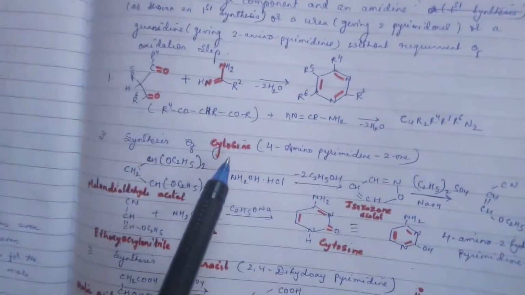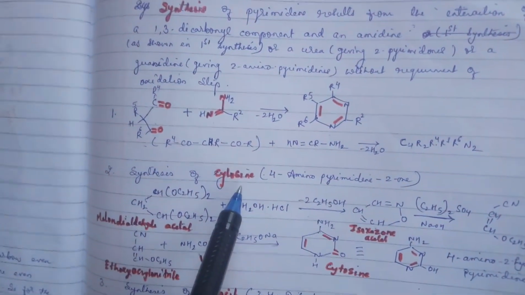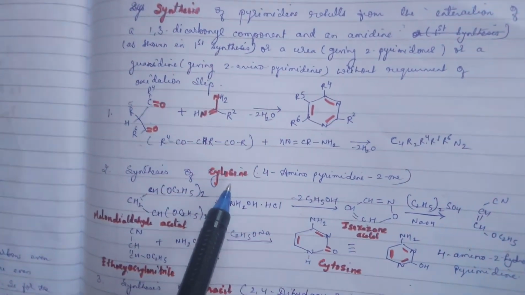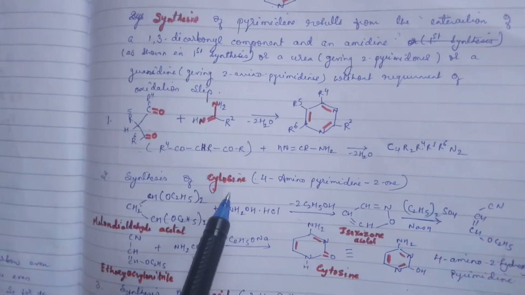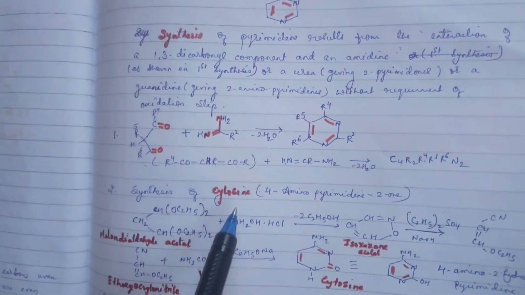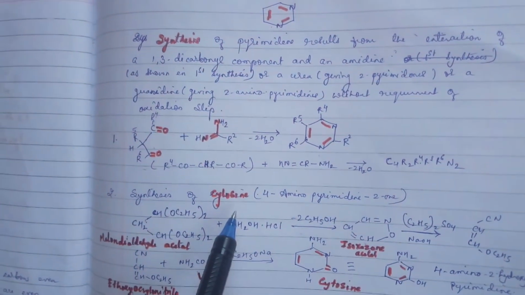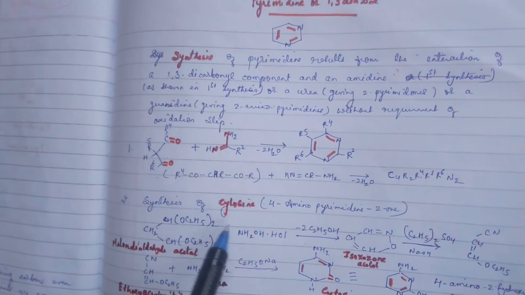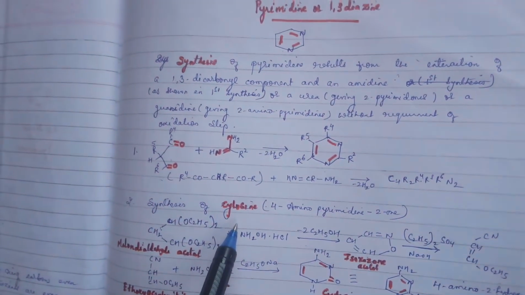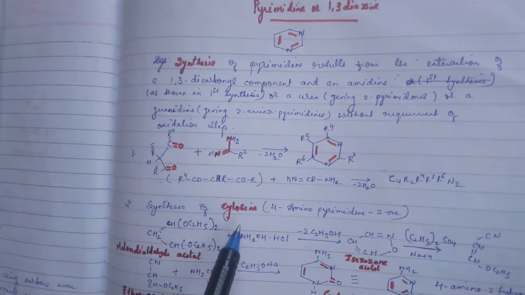Now for the specific synthesis of cytosine, which also has a 1,3-diazine ring. You know that cytosine, uracil and thymine, all these 3 nitrogenous bases present in nucleic acids, DNA as well as RNA, have a pyrimidine ring. So this is one of them, cytosine, whose synthesis we are going to discuss now.